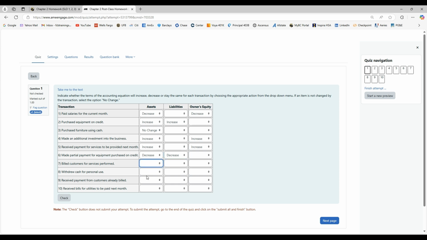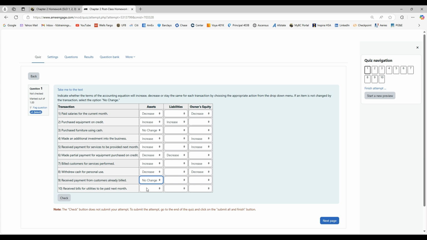Billed customers for services performed. So we're going to increase for our accounts receivable asset, and we're going to recognize revenue, which will increase owner's equity. Withdrew cash for personal use. We're going to decrease the business's cash asset, and we're going to decrease owner's equity for a withdrawal. Received payment from customers already billed. So we're really having no change here because we've already recorded the asset increase and the revenue previously. And when they're paying us, now we're just exchanging one asset for another in essence. So we're receiving cash, cash will increase, and accounts receivable will decrease to reflect that we have received those amounts.